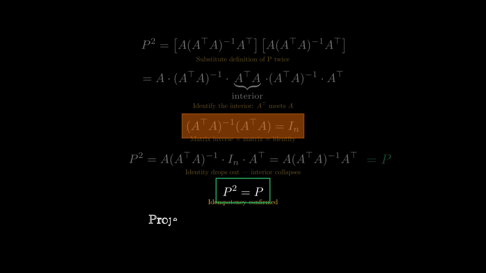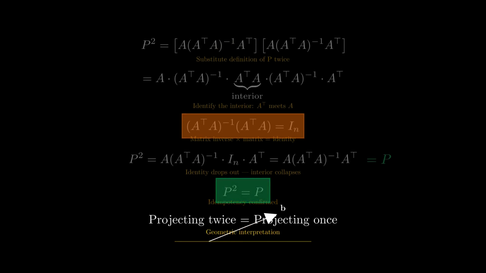Geometrically, this makes perfect sense. Once you project a vector b onto the column space, projecting again changes nothing. The vector is already in the subspace.